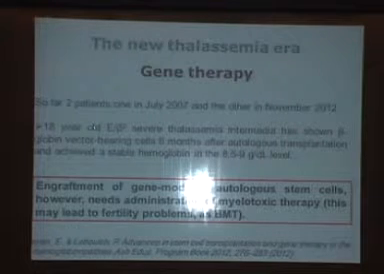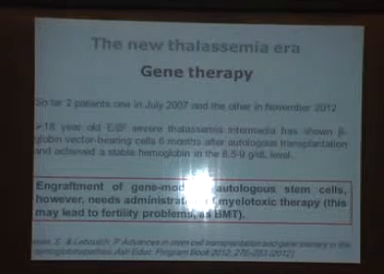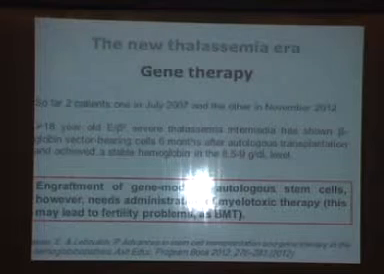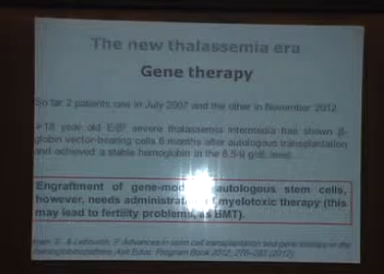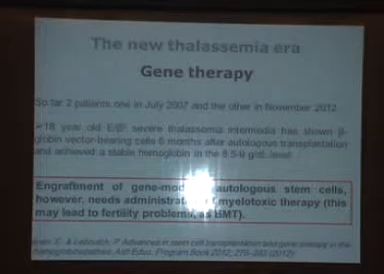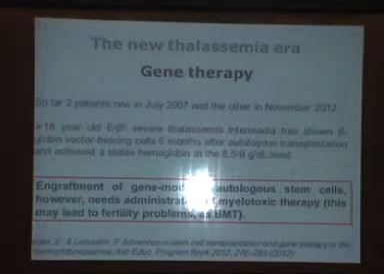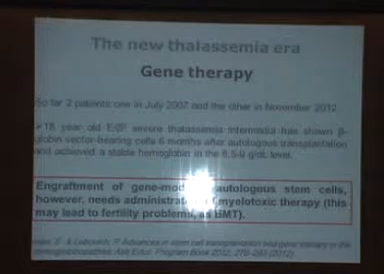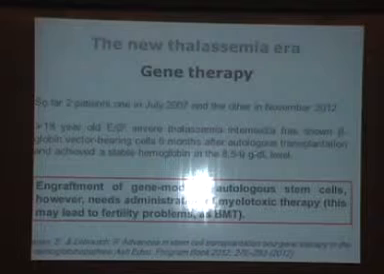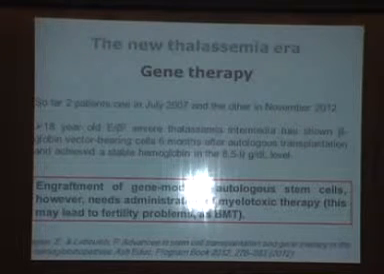Essentially, it's an 18-year-old with E-beta-0 severe thalassemia intermedia. E-beta-0 is a very, very variable phenotype. And this is probably really a severe thalassemia intermedia, not a thalassemia major. But he did show beta-globin vector-bearing cells 6 months after autologous transplantation with gene-modified cells, and achieved a stable hemoglobin in the 8.5 to 9 gram level.